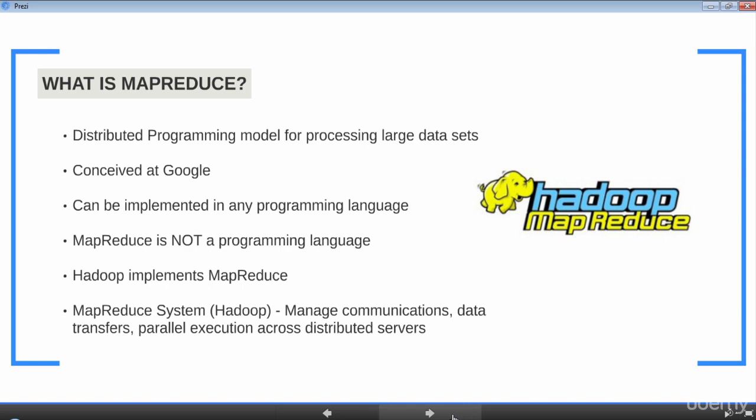Of course, Hadoop implements MapReduce. So the MapReduce system in Hadoop manages the communications, data transfer, and parallel execution across the distributed servers or nodes. So in this lesson, you got introduced to the concept of MapReduce, and you also know the phases involved in MapReduce. In our next lesson, we'll go over each phase in detail, and then we'll try to write a MapReduce program in Java, one step at a time, okay?